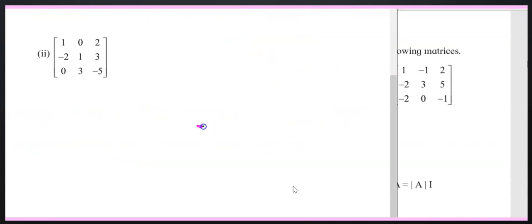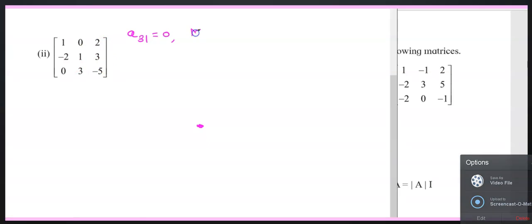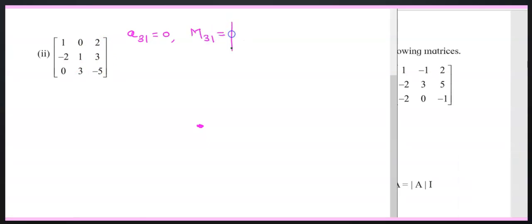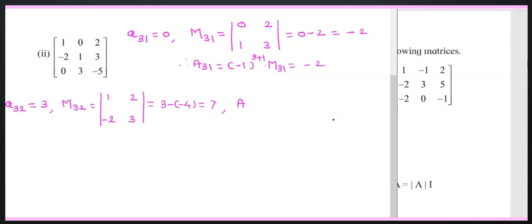Now we will find out the last one, that is A31. A31 is 0. Now to find A31, see in the upward direction and downward direction. You will get only these elements. Therefore, 0, 2, 1, 3, solving, you will get minus 2. Therefore, A31 is equal to minus 1 raised to 3 plus 1, that is minus 2.